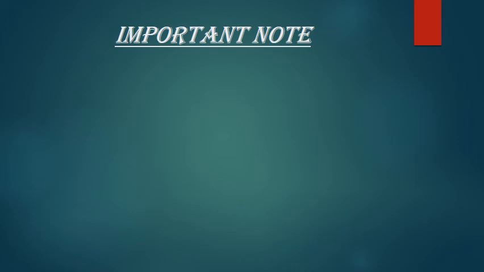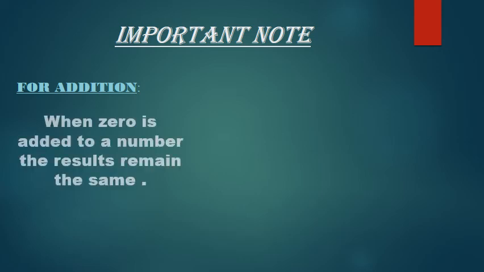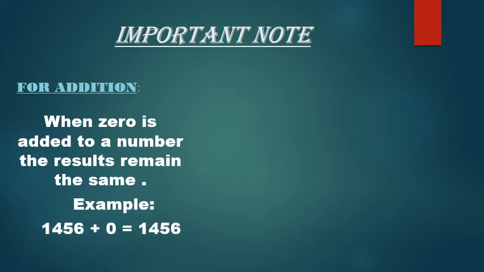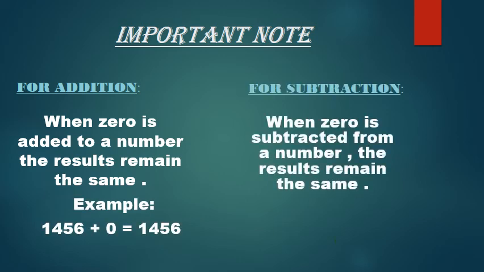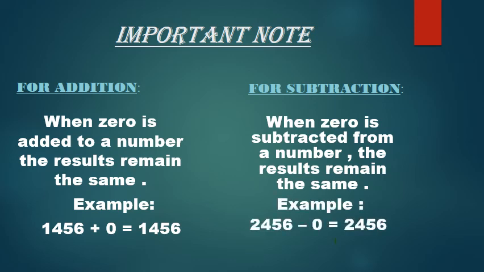Here is an important note which we should always remember: if 0 is added or subtracted from any number, the answer doesn't change. We have an example here also. First I read the important note for addition. When 0 is added to a number, the result remains the same. In the given example, we add 1456 to 0, so the answer remains the same.